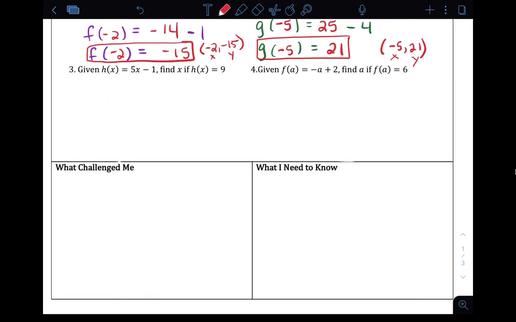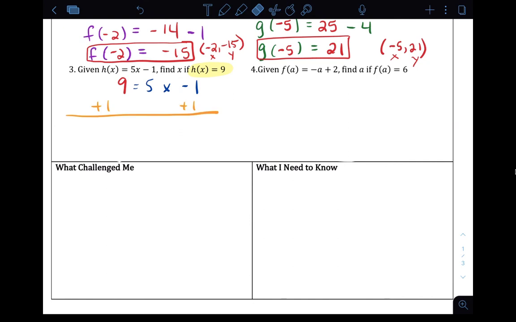Let's do another one. This one is a little bit different. Notice that it says h of x equals 9. So that means that I'm going to replace that h of x with 9. It's going to look like this. And now I'm going to solve for x. They want to know what is the input when the output is 9. So what did you put in to this equation to have your outcome be 9? So let's solve and find out.